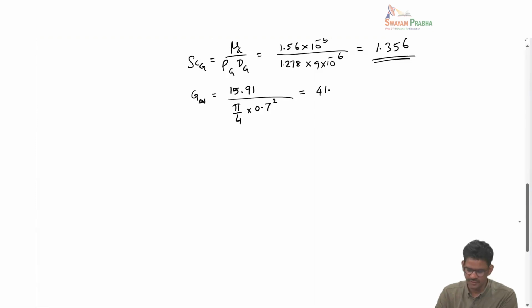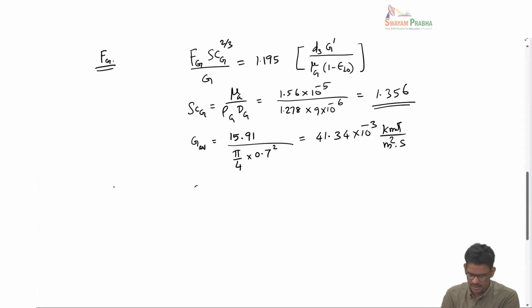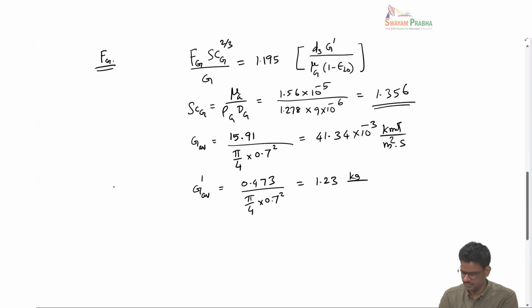So you'll get something like 41.34 times 10 power minus 3 kilomole per meter square second. And then the mass flux is the mass flow rate by the area. And epsilon L naught is epsilon minus 5 LT. This is 0.74. These values are given in the problem.